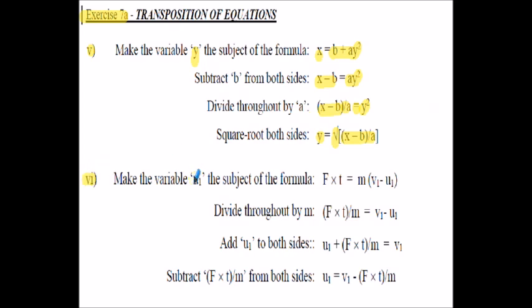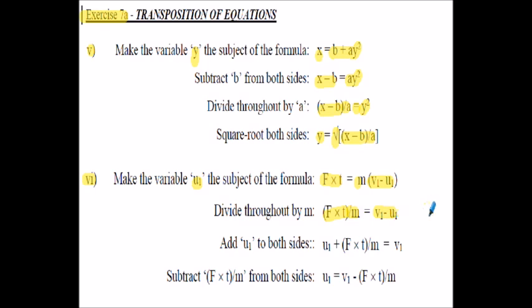Part 6. We're asked to make u1 the subject given the formula f times t is equal to m, and in brackets v1 minus u1. Because the u1 I'm looking for is inside the bracket, I need to get rid of the m. I could expand the brackets, which is one way of doing it, but I'm just going to simply divide by the m. That will free the bracket. The m is multiplying the bracket on the right hand side, so the inverse operation is to divide. So f times t divided by m on the left hand side is equal to v1 minus u1 on the right hand side.